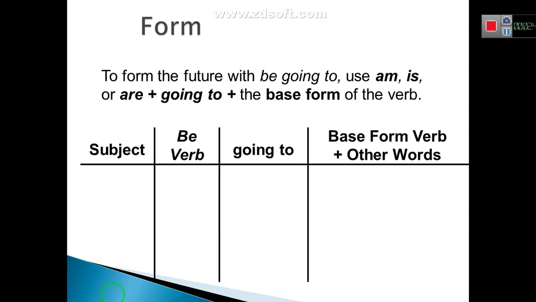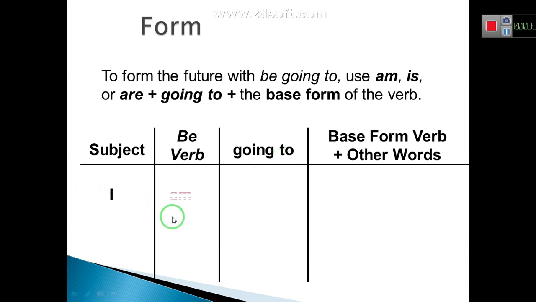Form. To form the future tense with be going to, we use is, am, or are plus going to plus the base form of the verb. I'm gonna ask you again, what's the base form of the verb? It means infinitive. It means the verb without ed, without ing, without s, and without to. But be careful, we have to with going. Going to is one, but we don't have to use to again with a verb. Just one to is enough.